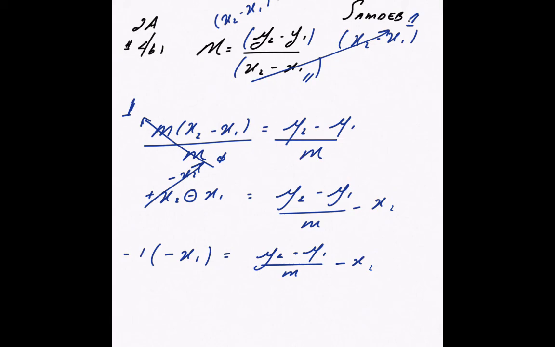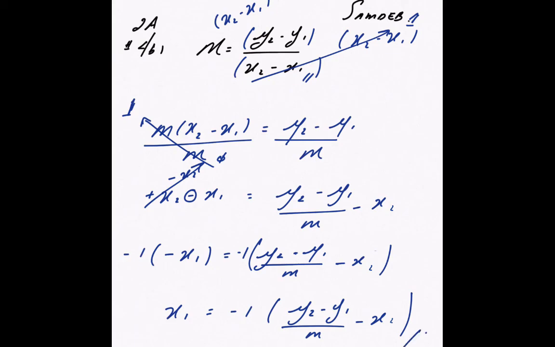A negative times a negative makes a positive. If we do that to the left-hand side, we also must do it to the right-hand side. x sub 1 equals -1 times (y sub 2 minus y sub 1) over m minus x sub 2. That's my final answer.